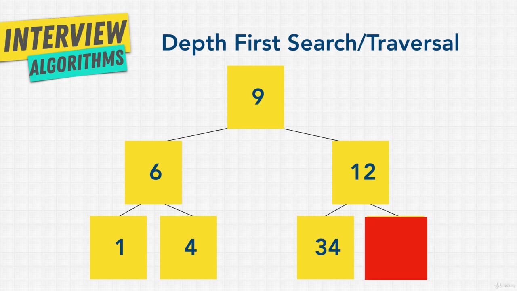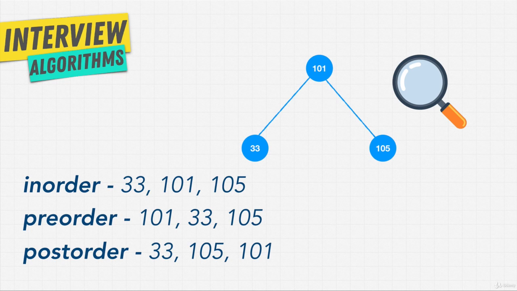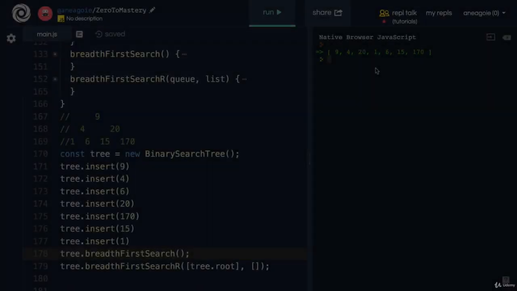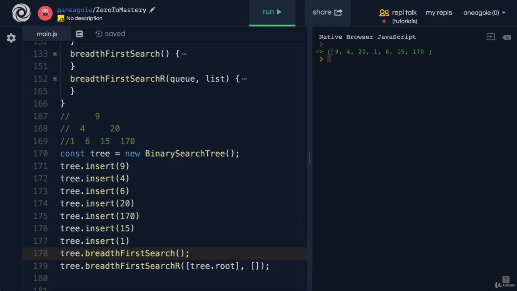And when it comes to depth first search, we have to be aware that there's 3 ways that we can actually implement it. It's called in order, pre-order, and post-order. Remember how we had the list that we got with breadth first search? Well, there's 3 different orders that we can return this list with depth first search.